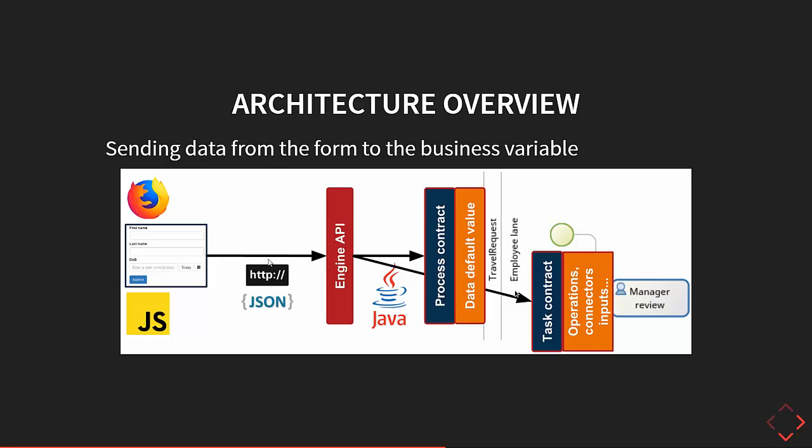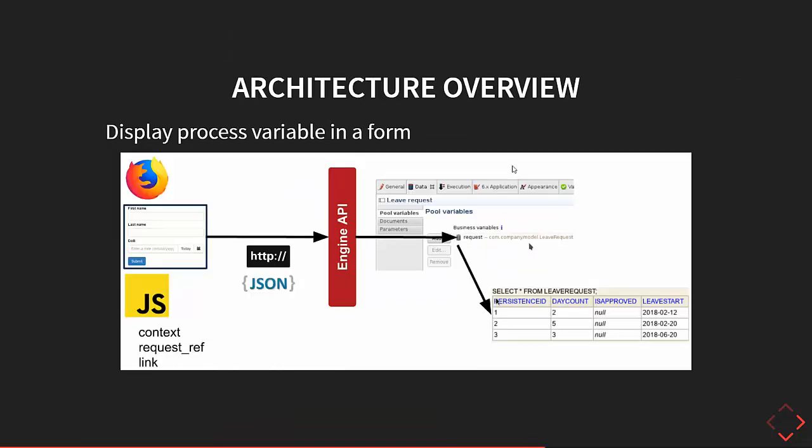But if you want to display some data, not save the data input by the user, but display data to the user, you will actually need to again define some variables, and these variables will actually call the engine to retrieve the data, the business variable you have referenced in your process. And the business variable that you have referenced in your process actually refers to the data stored in the database, in the business variable database that is the backend of the Bonita engine.